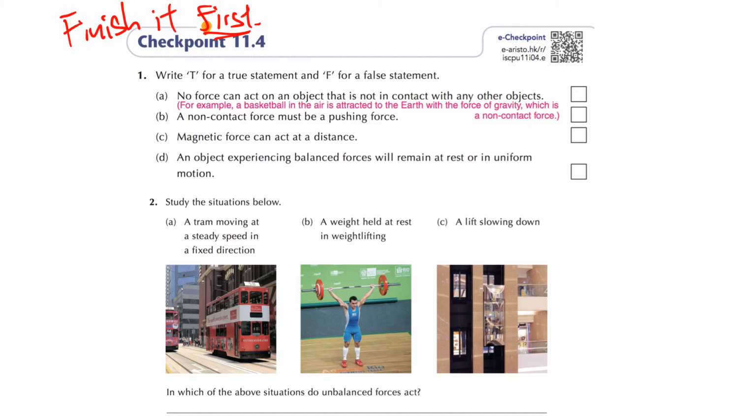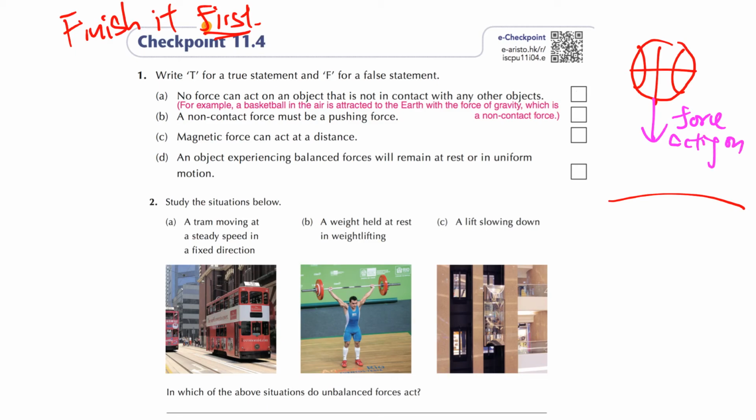So the first question is, no force can act on an object that is not in contact with any other objects. That means we have a basketball here in the middle of the air. It is not allowed to have any force acting on it? Of course not. The earth has a force acting on the ball all the time. That is a non-contact force. So this one is wrong.